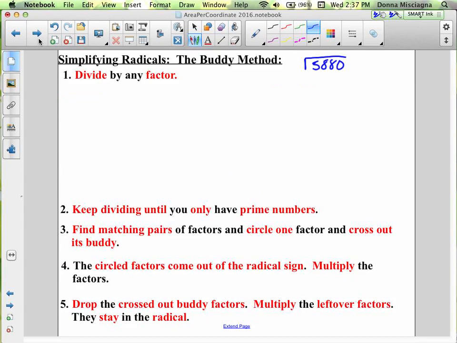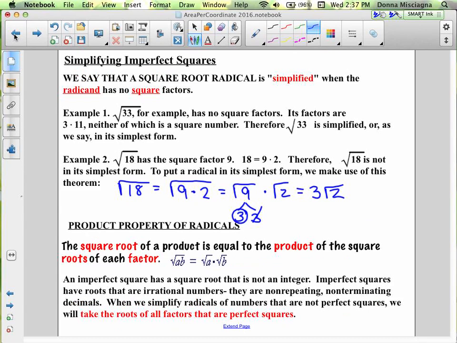This is the one I have in your notes, 5,880. I'm going to use what's called the buddy method. It's essentially the same thing as I did over here, where I broke it down into its factors, and I took the square root of the one that was a perfect square. But I think the buddy method is a simpler way to write it down, and I think you'll find it easier to work with. All right.